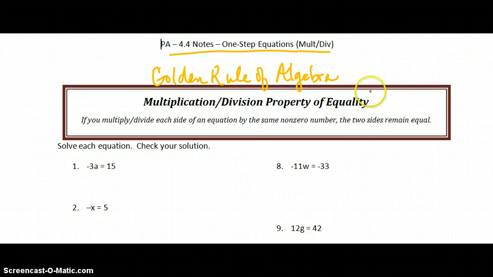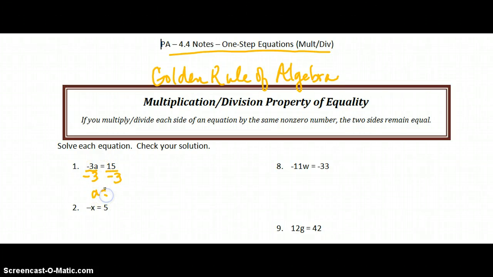Now, what we're trying to do is to isolate our variable. In example 1, we want to get a isolated by itself. So in order to undo multiplication, the inverse operation of multiplication is going to be division. So we're going to divide by -3 in order to isolate a. But the golden rule says whatever you do to one side, we must do to the other. So we have to also divide 15 by -3 in order to keep our equation equal.